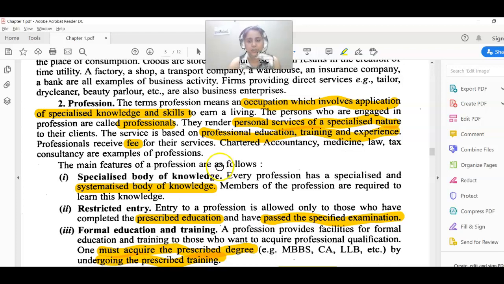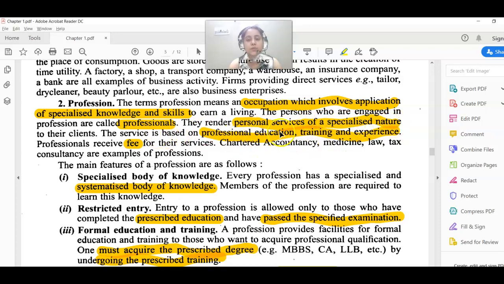Sure, let's read it. You'll get more clarification on this. The term profession means an occupation which involves application of specialized knowledge and skill to earn a living. So, like a doctor or a CA, they get themselves registered under that specialized body, they gain that specialized knowledge and skill, and then they use such knowledge and skill to give their personal services and to earn a living. A person who is engaged in a profession is called a professional.